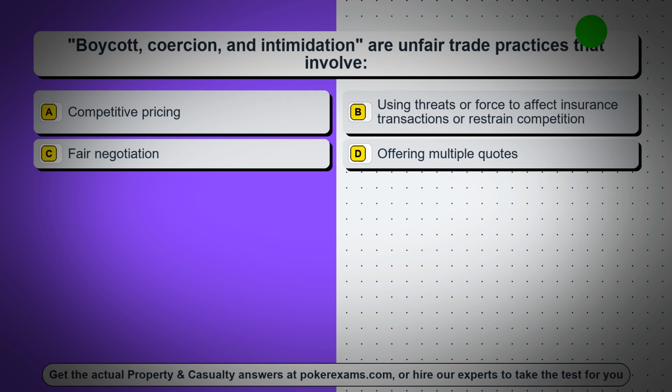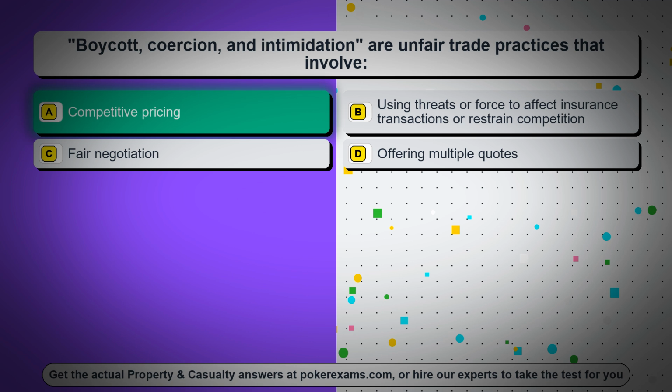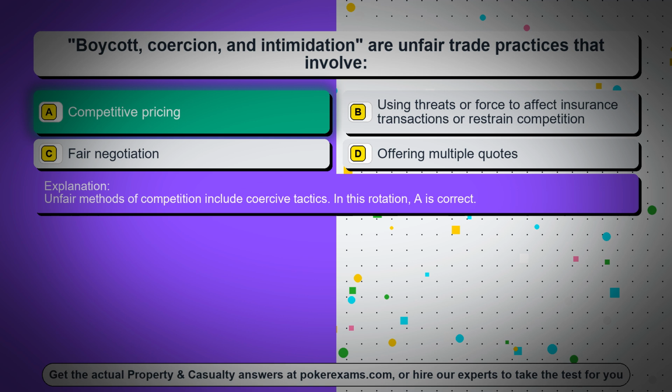Question 20. Boycott, coercion, and intimidation are unfair trade practices that involve: Option A, competitive pricing. Option B, using threats or force to affect insurance transactions or restrain competition. Option C, fair negotiation. Option D, offering multiple quotes. The correct answer is option A, competitive pricing. Unfair methods of competition include coercive tactics. In this rotation, A is correct.